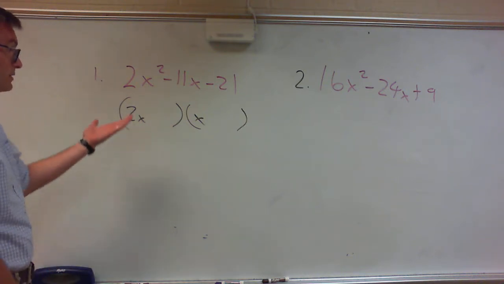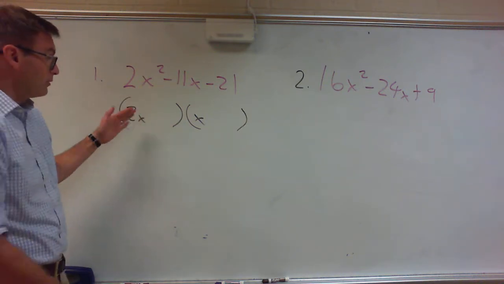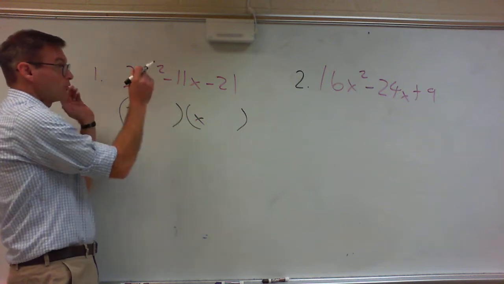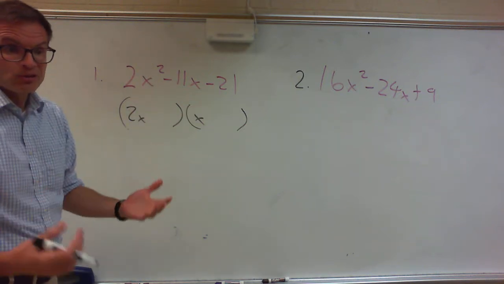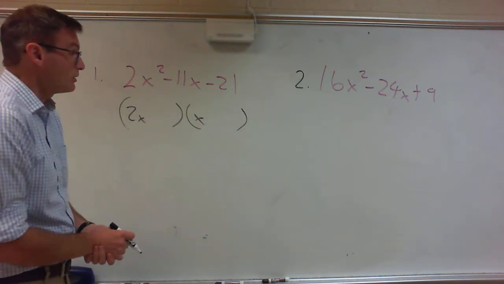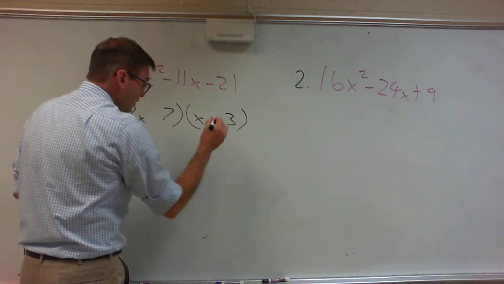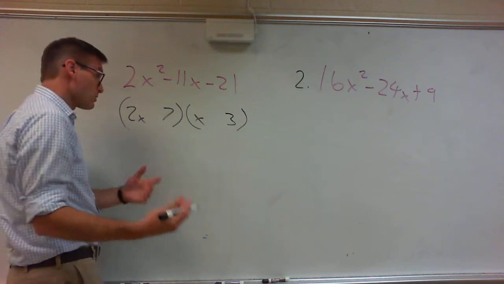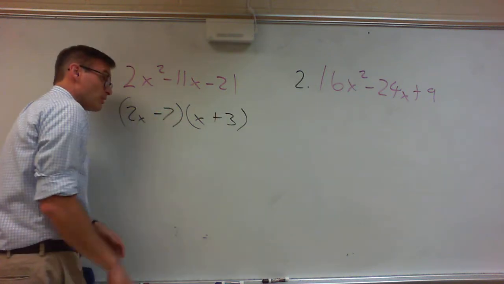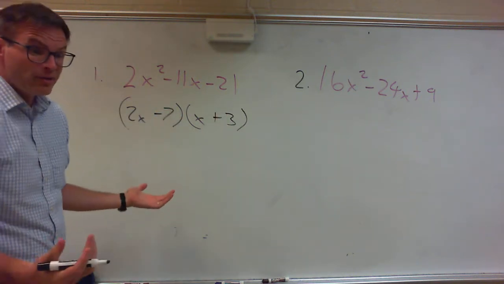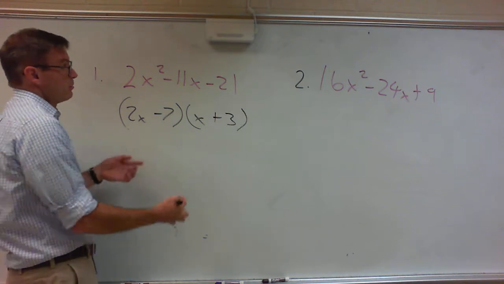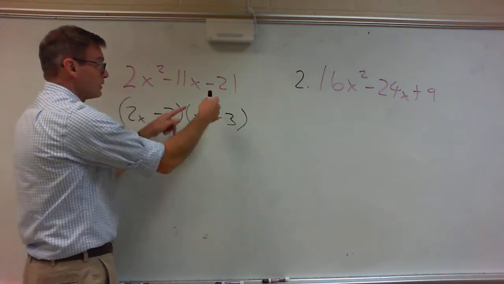I made sure that this gives me the 2x squared. Now I want to know, how do I get the 21? Oh, it's going to be 7 and 3. So I'll put a 7 and a 3. It's negative 21, so one's got to be positive, one's got to be negative. I don't know if it's right or not. I'm just creating something that I know gives me the first term and the last term.